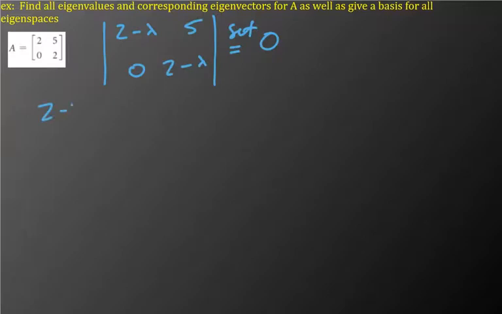And so here we would have 2 minus lambda squared, minus 0 times 5 equals 0, right? And so the root of this is 2, and it's repeated. It's got a double root.